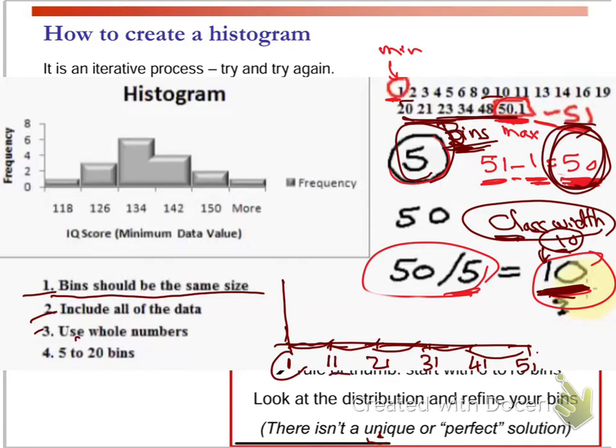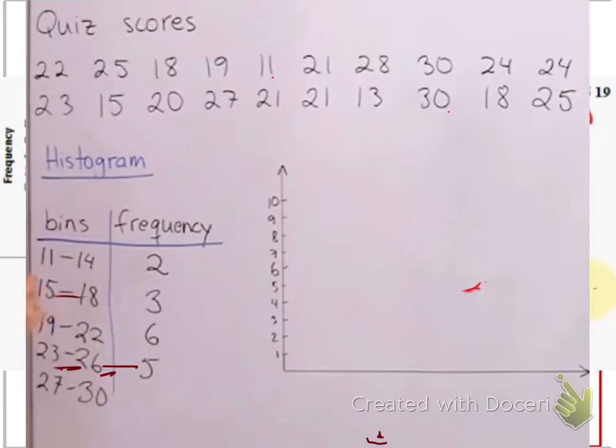Use whole numbers. There's no decimal. I didn't use any decimals here. The number of bins should be between 5 and 20. Yes, I have chosen 5 already from my mind, okay? Just to make sure that we fully understood it, I have given this example also.